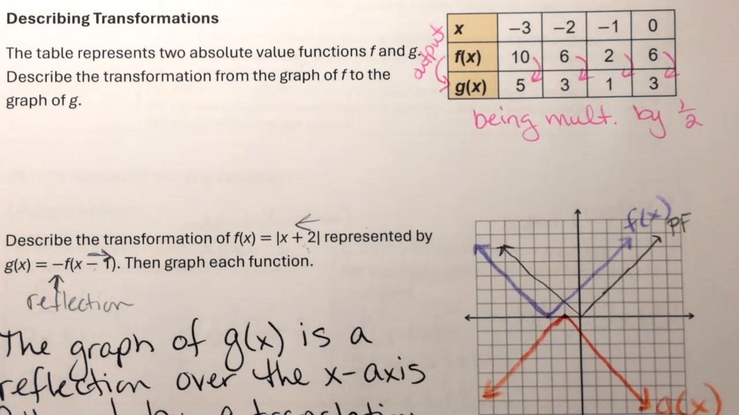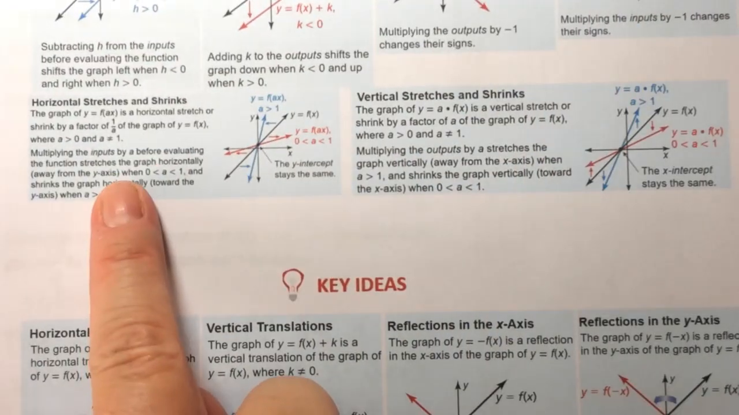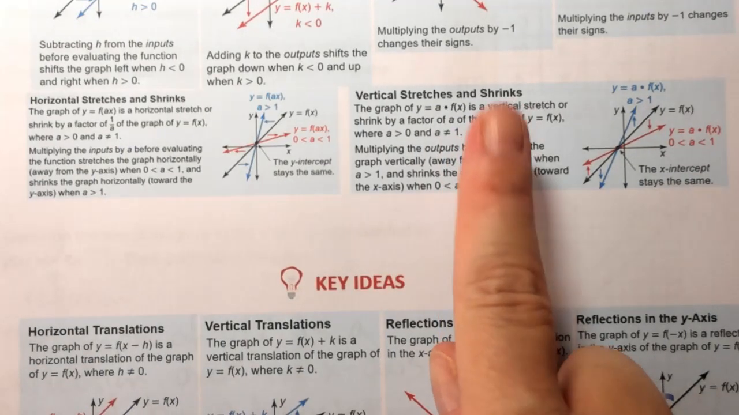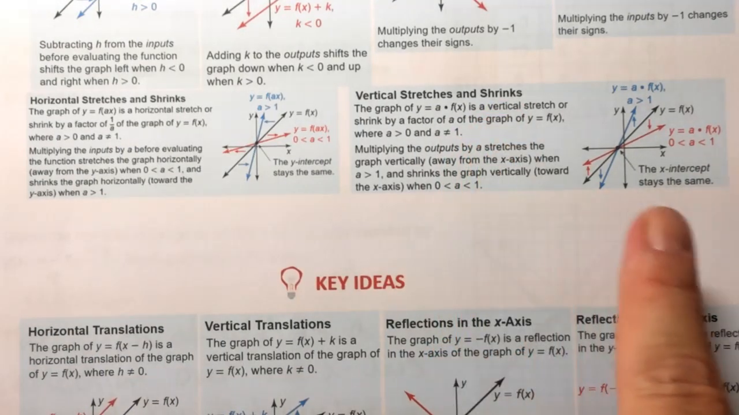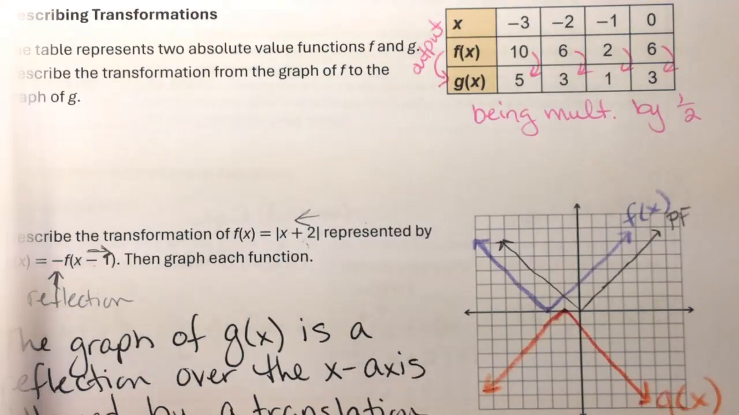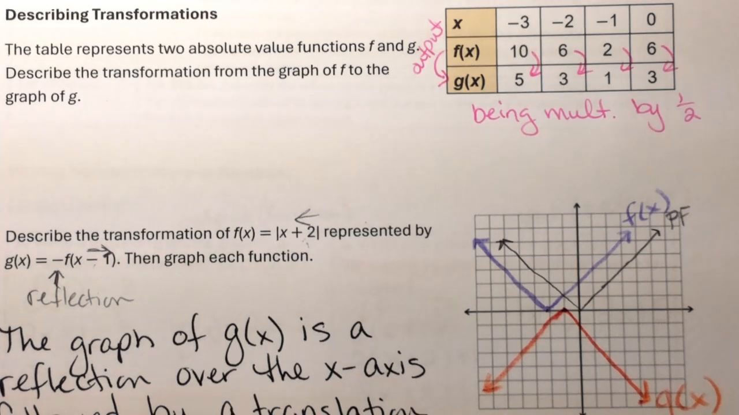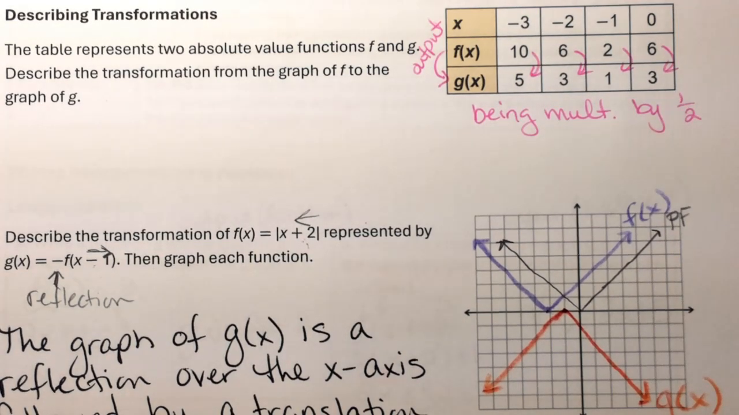So if we go back to our key ideas, we got our horizontal stretches, our vertical stretches. Well, we know it's vertical. We are multiplying, right? So our value multiplies to the function. So what is multiplying to the function? 1/2. 1/2 is between 0 and 1. So remember we said that in the last lesson, in lesson 1.1, between 0 and 1, it would be a vertical shrink.